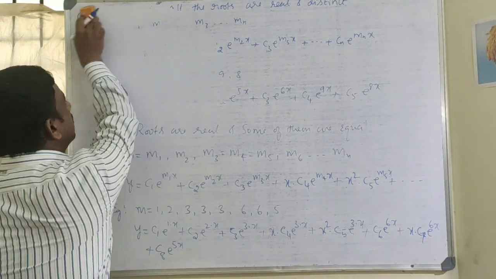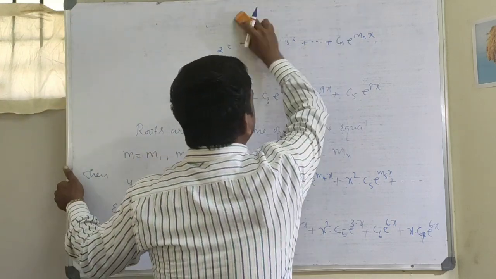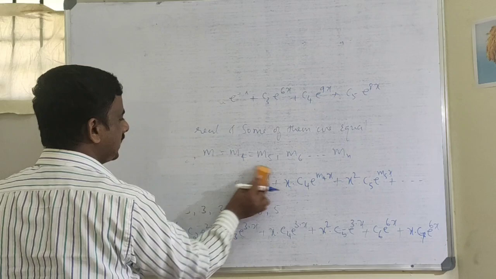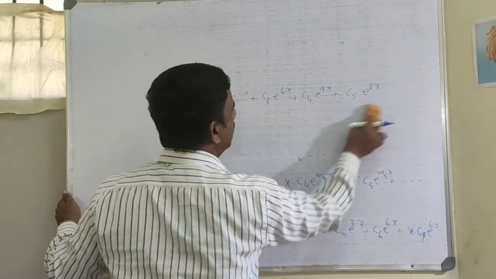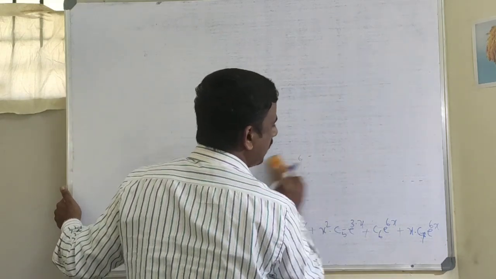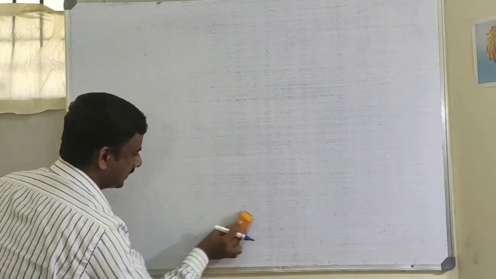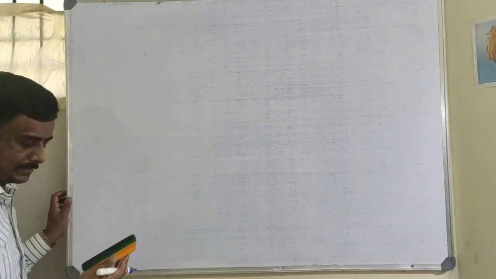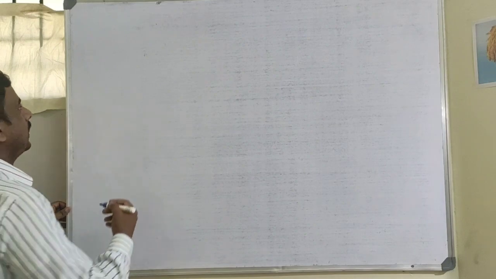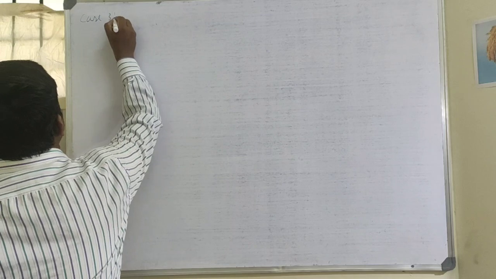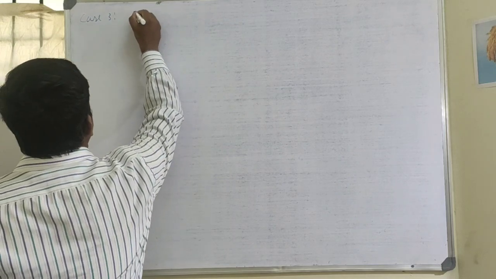If they are distinct and if some of them are equal, both the cases we have considered. In the next case, we shall consider if the roots are all complex numbers. It is not necessary that all roots are complex numbers. Some of them are complex and others are real. So case 3, complex roots.